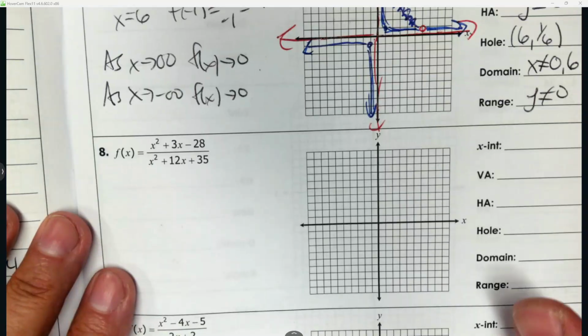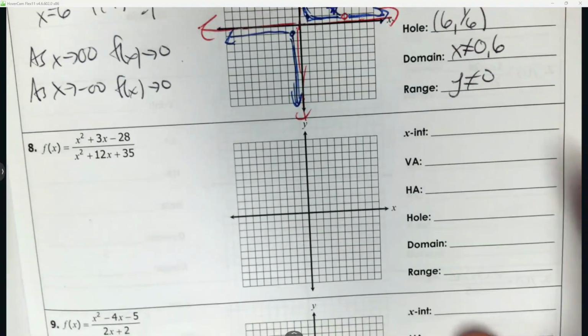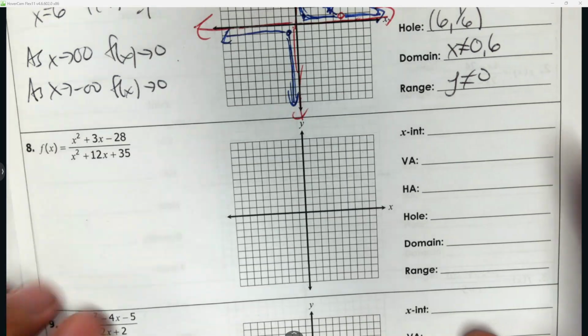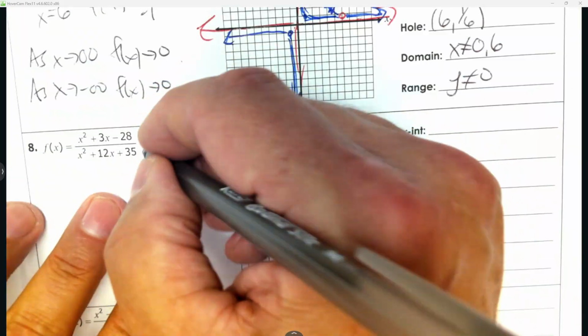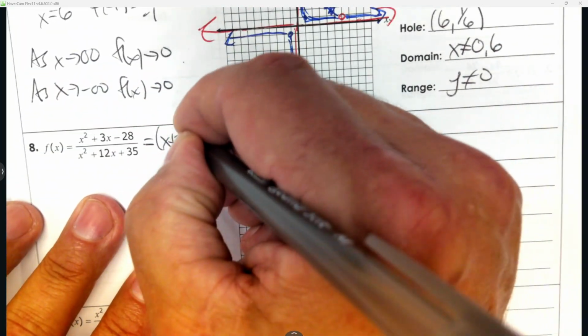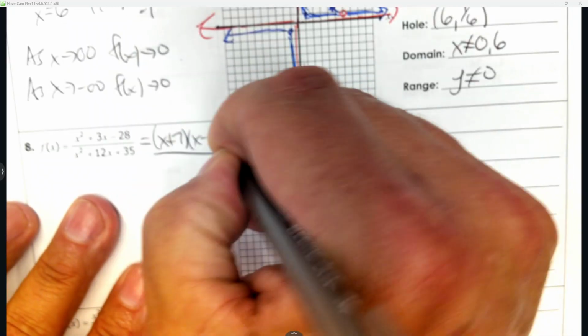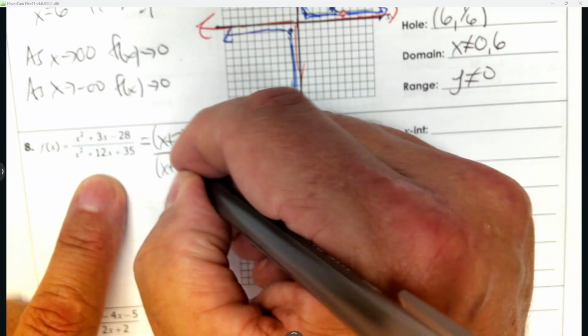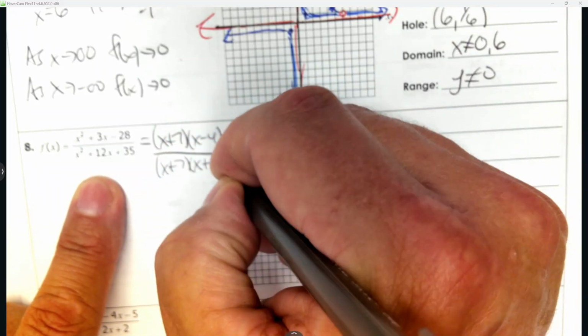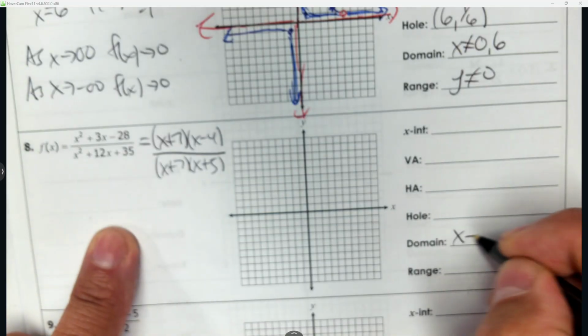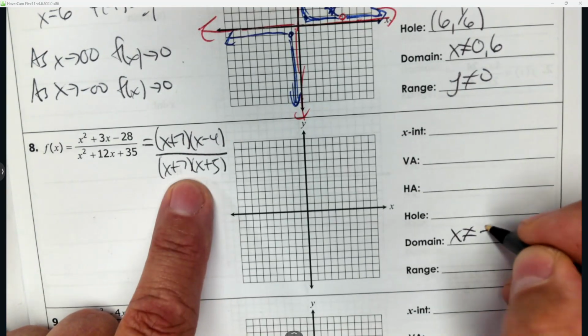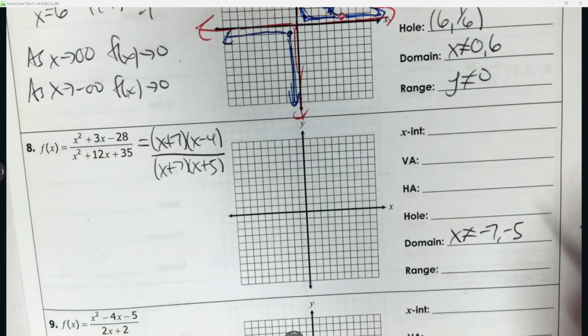All right, 2 more. Step 1 is to factor. Both are one-step diamonds, so that's 7 and -4. The bottom is 7 and 5. So I write down the domain. Look at the denominator. It's -7 and -5.